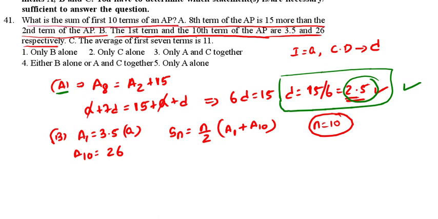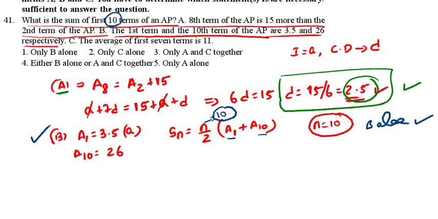So we are going to get the answer by using B alone. No need of clubbing with the first statement. By using B alone, since we have A1 and A10, and n is 10 because a total of 10 terms are there, we have to find the sum of 10 terms. S10 is equal to 10 by 2 of A1 plus A10. Here we have all the values. By using B alone we are going to get the answer.